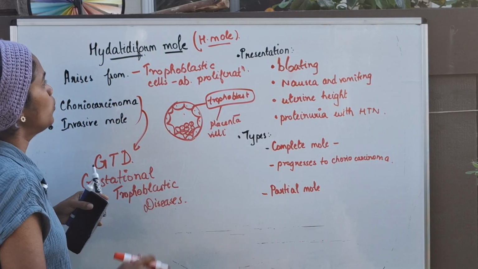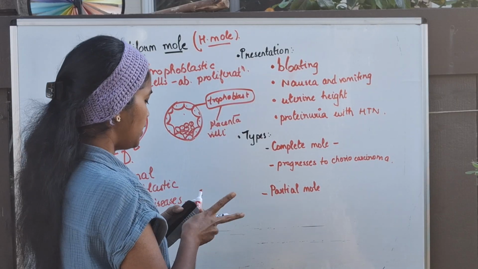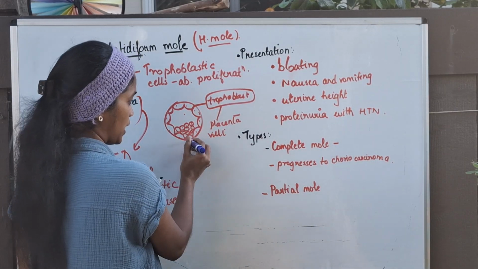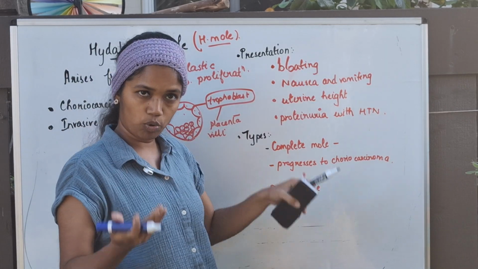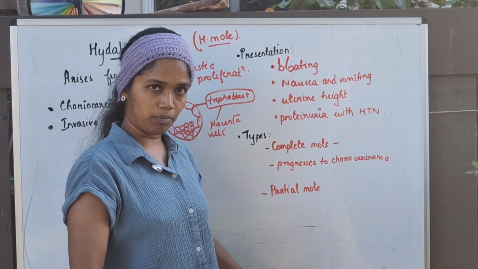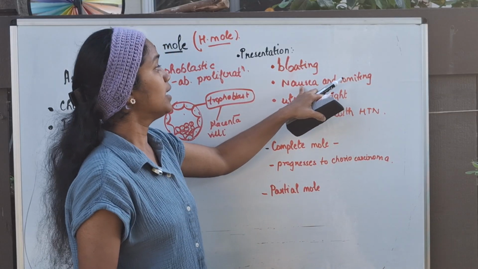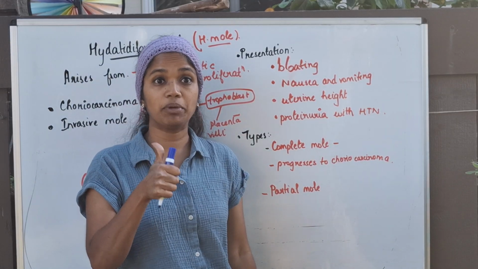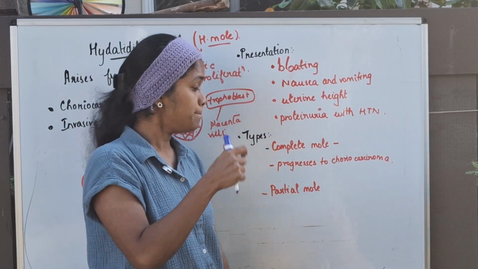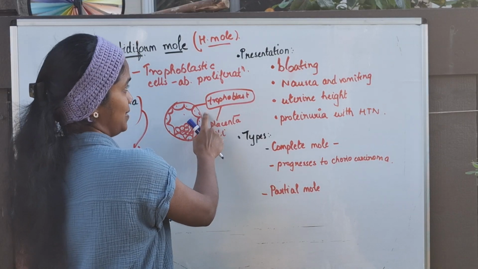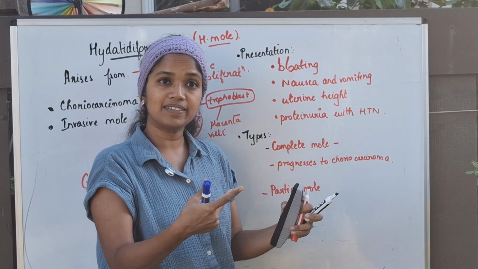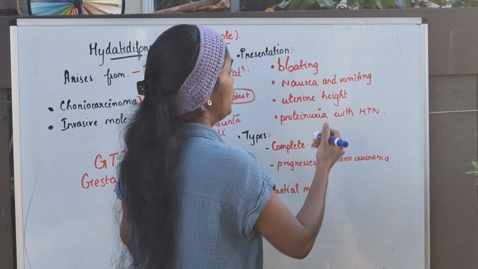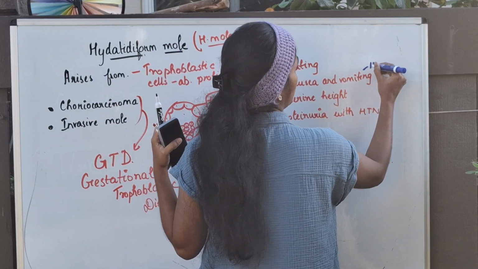Now let's see how a Hydatidiform mole presents. Since it is formed from the zygote, it will present with the typical pregnancy symptoms, like bloating and a protruded abdomen, just like in pregnancy. But the most important thing is nausea and vomiting. Why? Because the trophoblastic cells are those which release the HCG. So there will be excess nausea and vomiting.